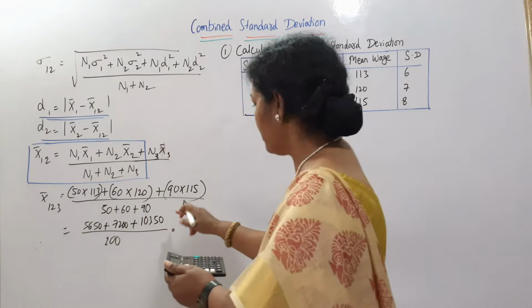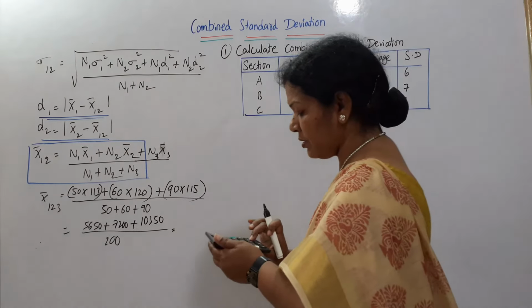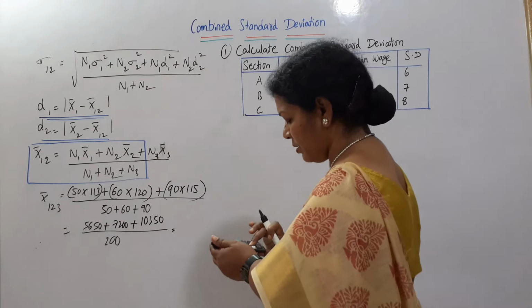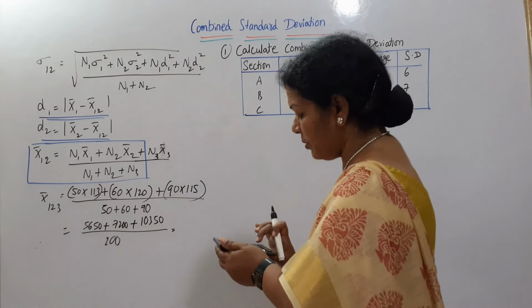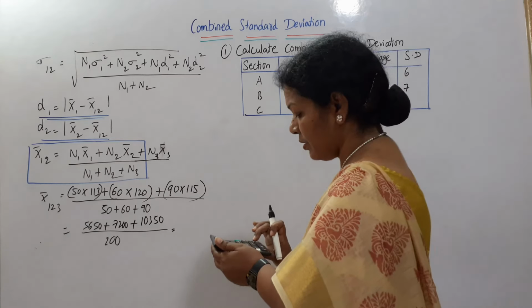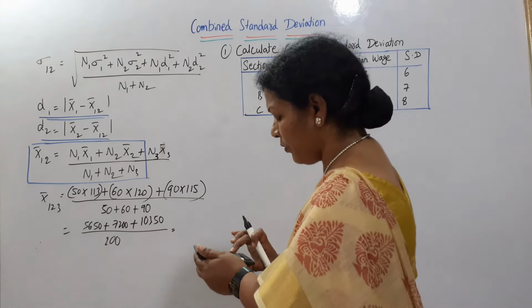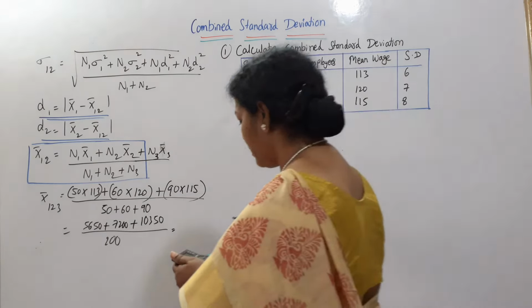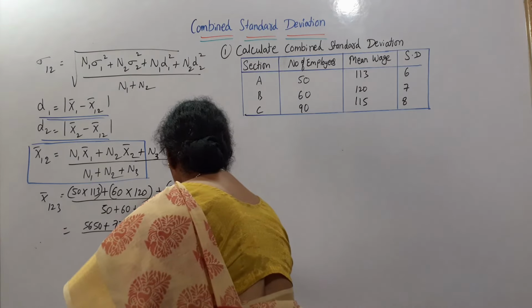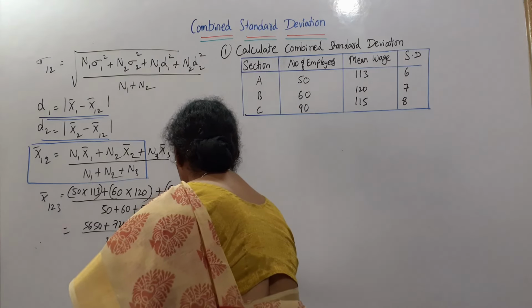So we'll calculate this: 10,350 plus 7,200 plus 5650. It comes to 23,200 divided by 200.